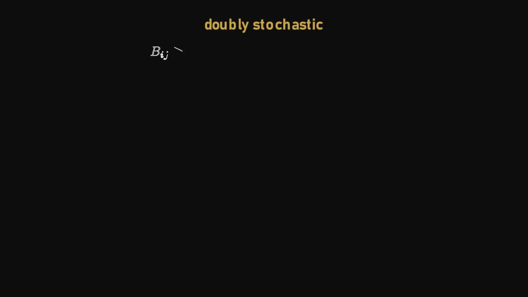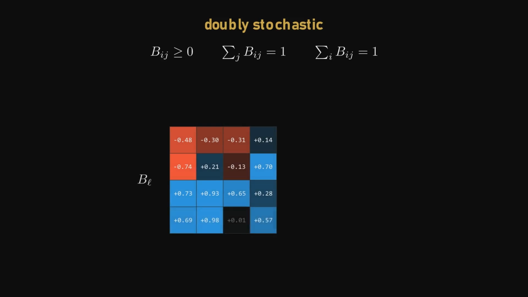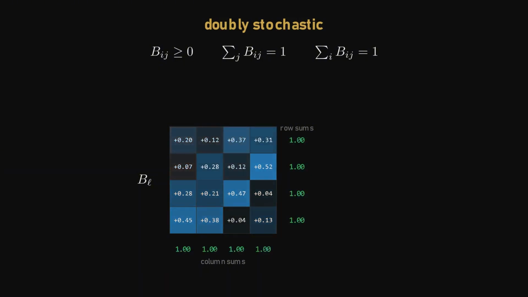The choice in mHC is the set of doubly stochastic matrices, a shape called the Birkhoff polytope. 3 rules. Every entry is non-negative. Every row sums to 1. Every column sums to 1. And in plain English, each output stream is a weighted average of the input streams. Mixing is allowed. Creating or destroying signal is not.